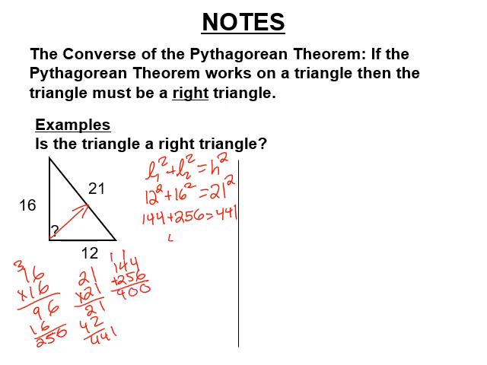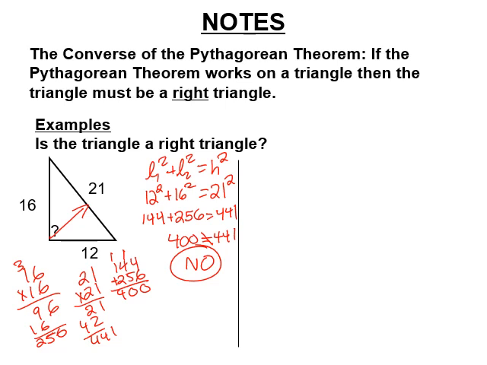144 plus 256 is 400. 400 does not equal 441, so we're going to put a slash through it. Is this triangle a right triangle? No, because the math there didn't work. This is how powerful the Pythagorean theorem is. If the math worked there, it has to be a right triangle. Can't be acute or obtuse or anything else. If the math does not work, there is no way it can be a right triangle. It could be another kind, obtuse or acute, but it can't be a right triangle.